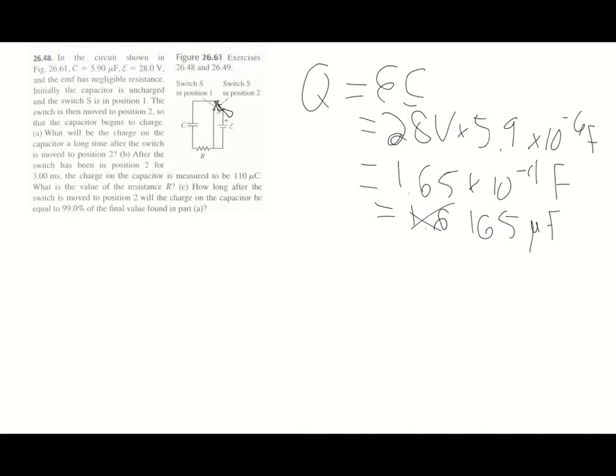For B, they say after you put that switch for 3 milliseconds, the charge on the capacitor is going to be 110 microcoulombs. You can see the problem right there. What's the value of resistance R? Notice they haven't asked that at all yet. What's the value of resistance R? So we're going to look at the expression and move it around to find out what R is.